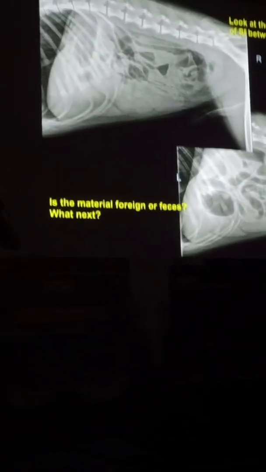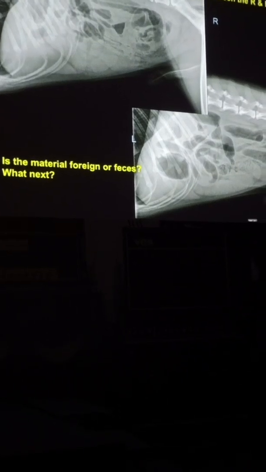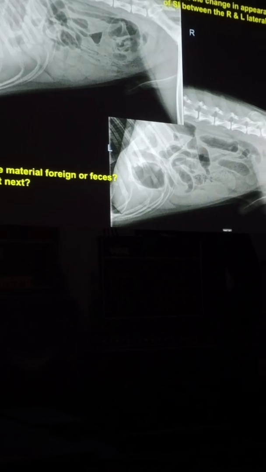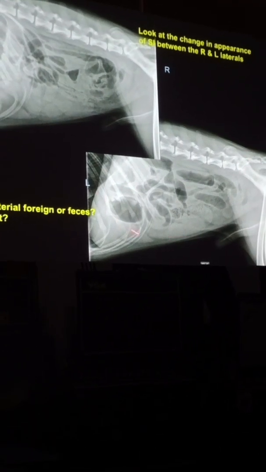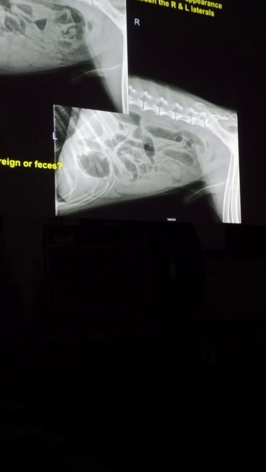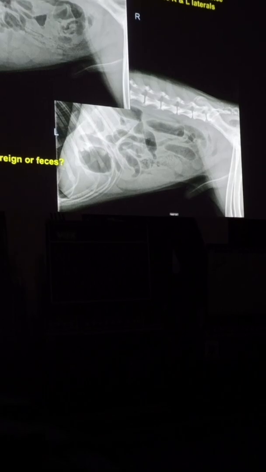Now, if you looked at this abdomen and said, there are some loops of intestine that are abnormally dilated, but I'm not sure he's obstructed, by taking the left lateral, look at the gas that was in the stomach that's now in the small intestine. The gas in the small intestine has shifted. It's changed the place where it was.